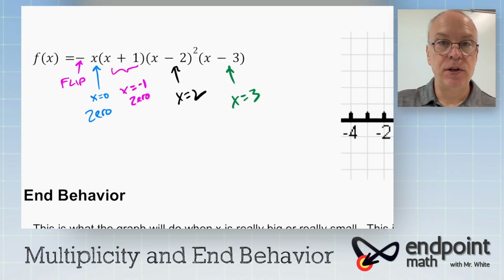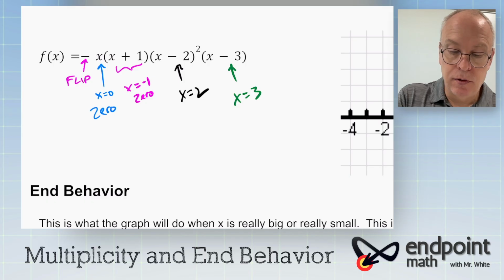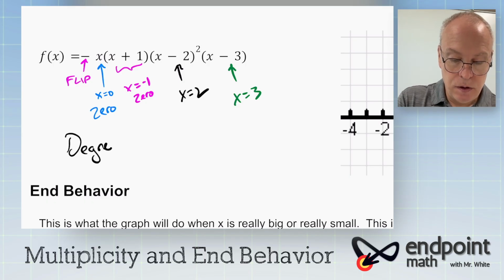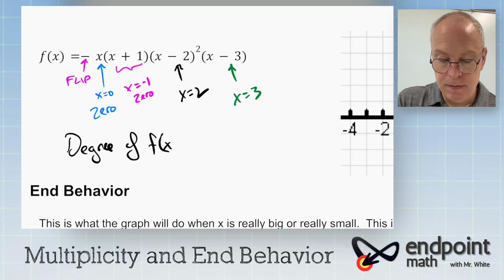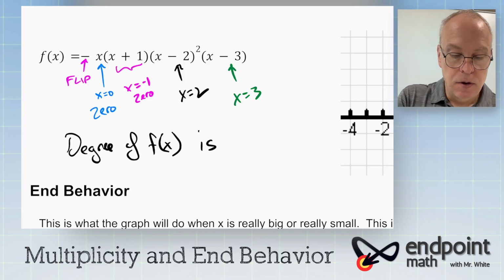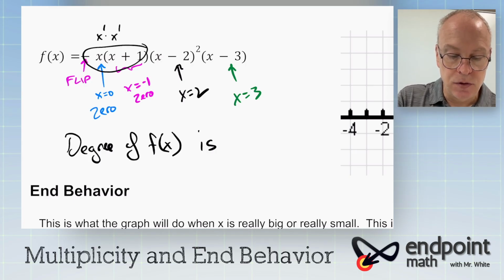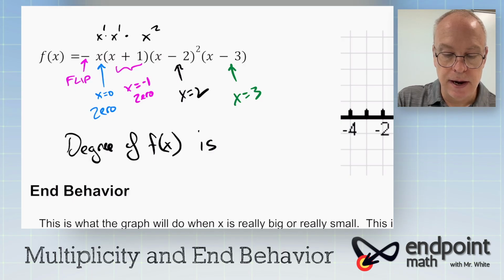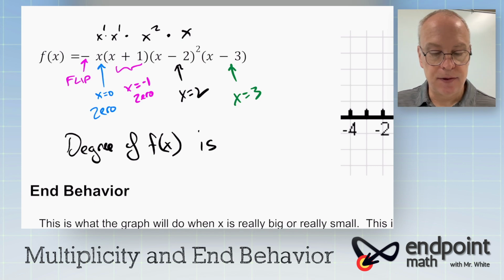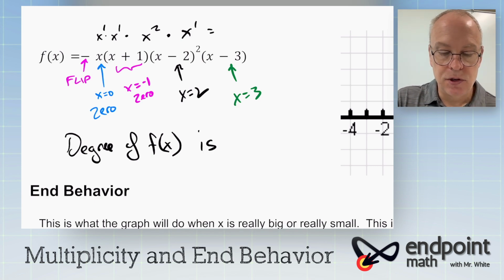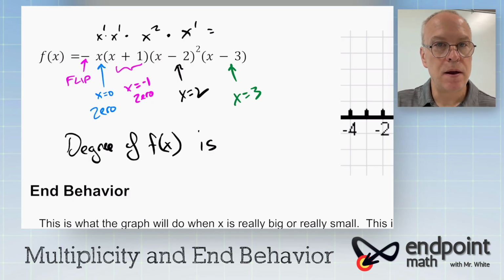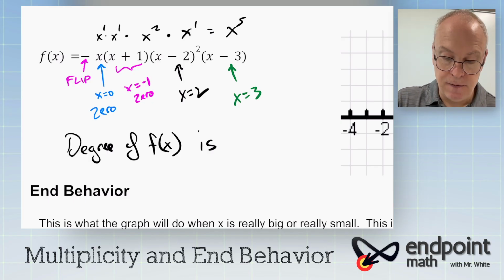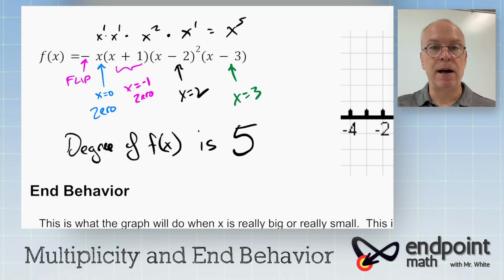All right, let's think about the degree of the entire polynomial now. The degree of f of x is, okay, so we have x to the first times x to the first, that's these two, times an x squared, that's this one right here, right? X squared, times another x to the first. That's a total of 1 plus 1 plus 2 plus 1 is 5. X to the fifth. It is a degree 5 polynomial.